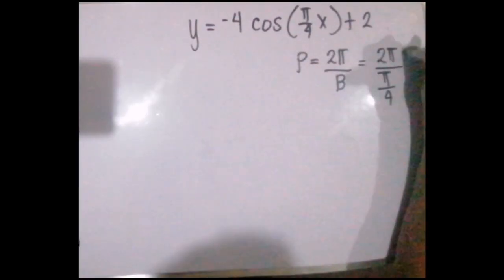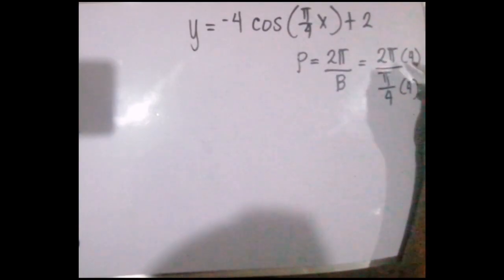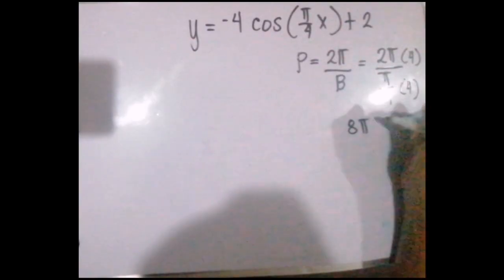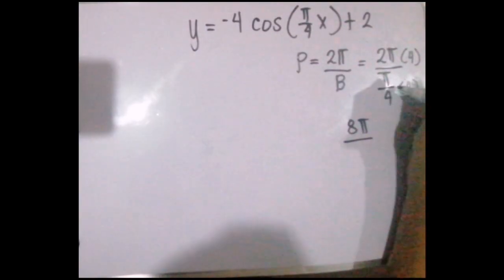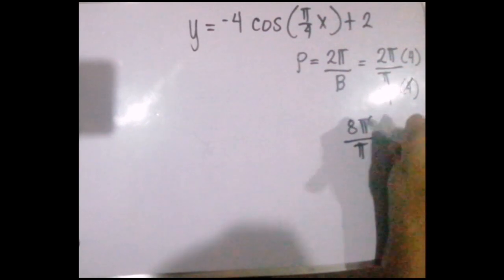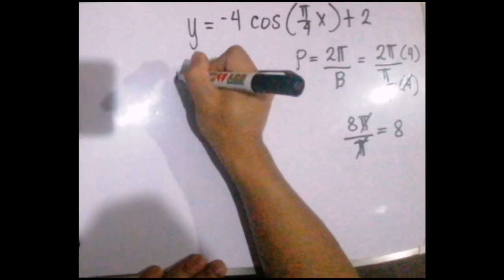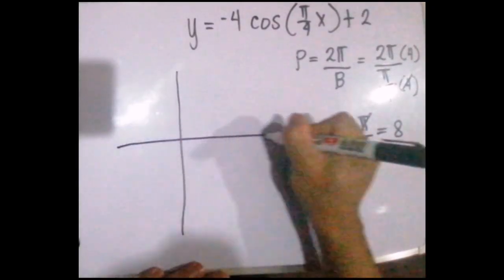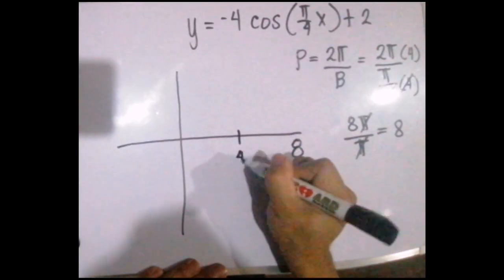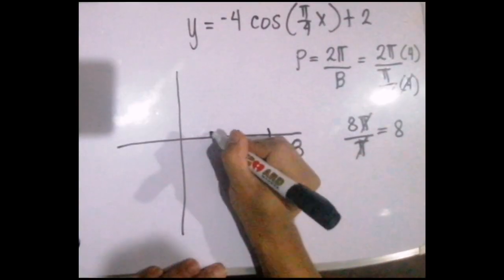So we're going to multiply it by 4. So 4 times 2 is 8 pi, and we're going to cancel it out, and the remaining will be pi. So we can also cancel out the pi, and the remaining is 8. So let's graph it out. So 8, and half of 8 is 4, and half of 4 is 2, and half of 0 and 4 is 2.